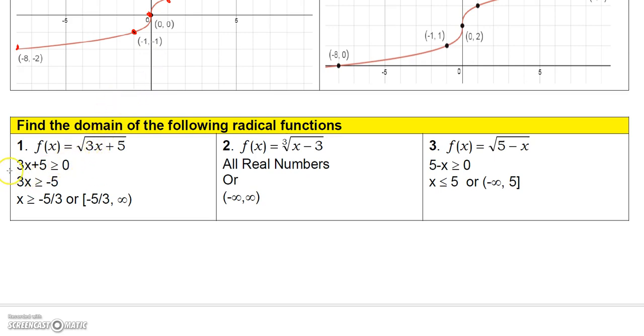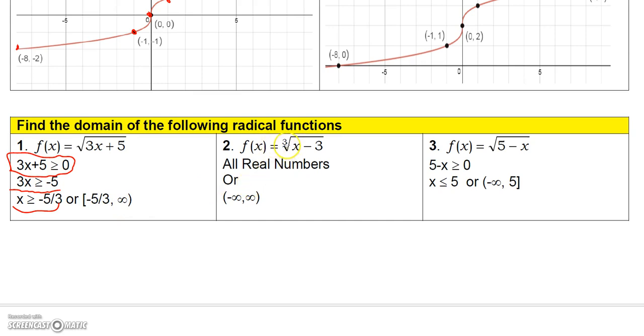Remember that whatever's in a square root has to be greater than or equal to 0, right? Because it can't be negative. So if I want to find the domain of a square root, I just say 3x plus 5 must be greater than or equal to 0, and then I solve that inequality, so 3x must be greater than or equal to negative 5, and then if I divide both sides by 3, x must be greater than or equal to negative 5/3, and of course in interval notation that would be the bracket negative 5/3 to infinity.